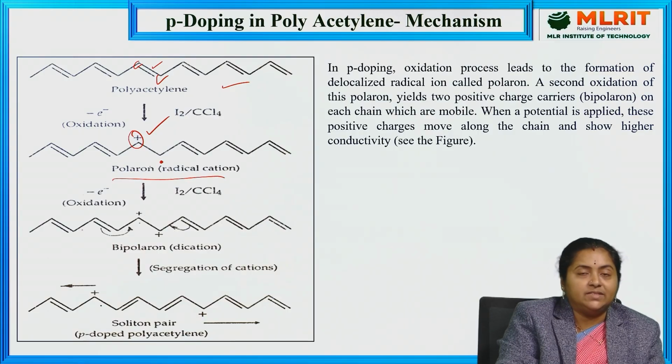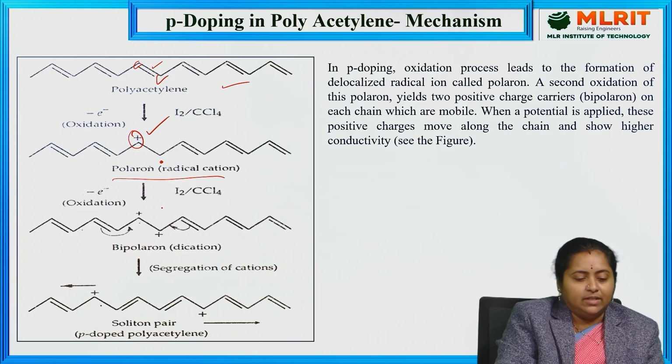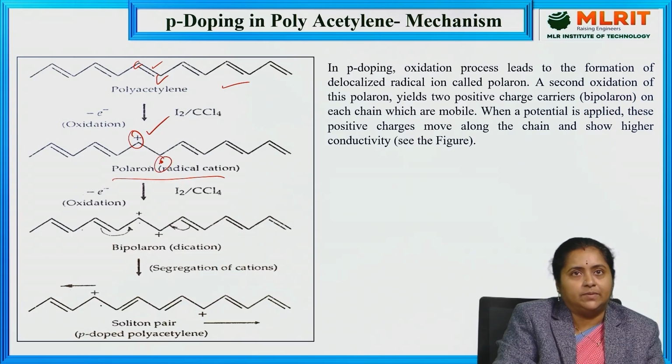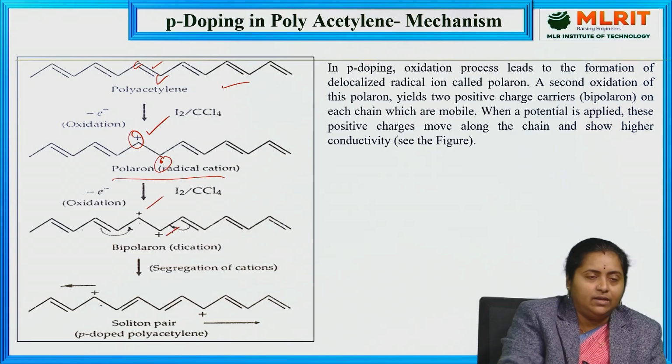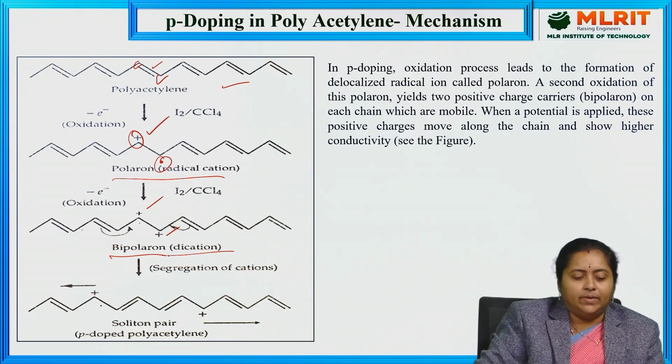So what happens in the next step? This radical cation, if it is subjected to second-time oxidation, the radical present on the carbon will be lost. That means it is able to release the electron. Radical represents a single electron, so that will be lost. As a result, both the carbon atoms will acquire a positive charge. So that's why it is named dication or bipolaron.